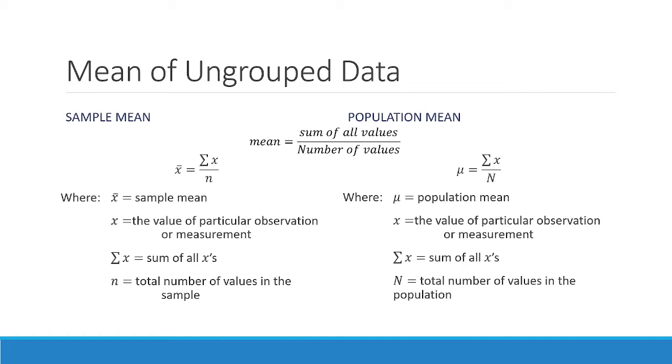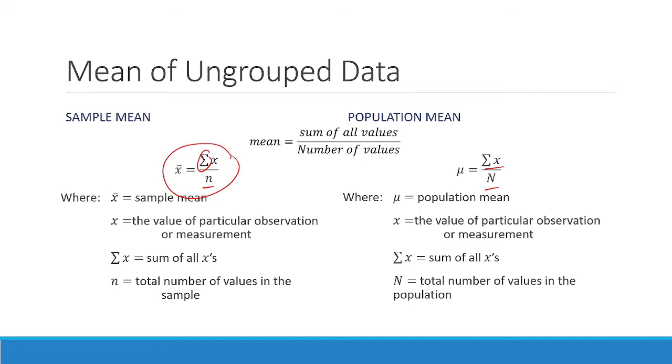And in that, if we are to look into this sample mean, as you can see here, the sample mean is just summation. By summation, we just need to add all of the data in a particular observation or measurement, and we just need to divide it by the number of samples. Same with the population mean. We just need to add all of the observations or the value of particular observations of measurement. Then we just need to divide it by the total number of values in the population.